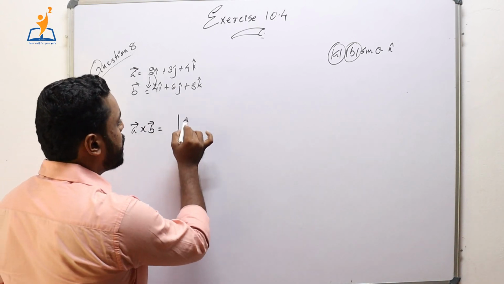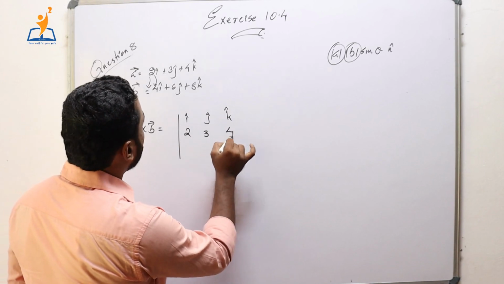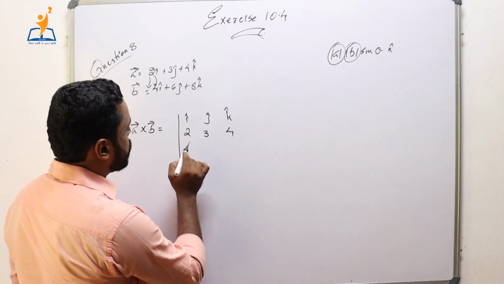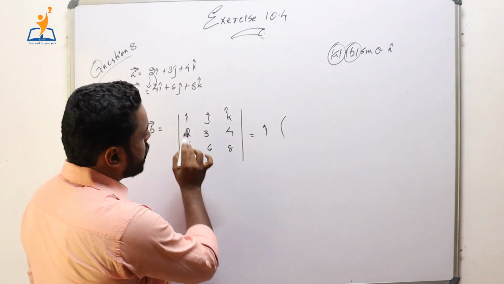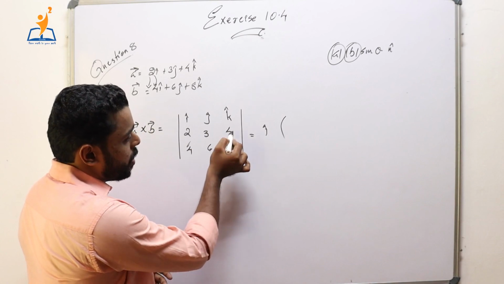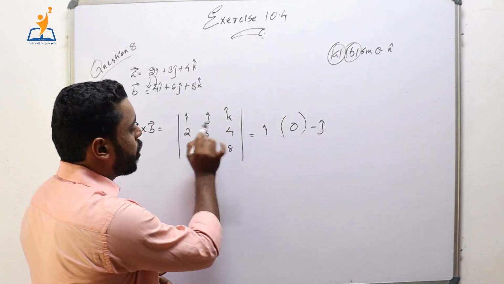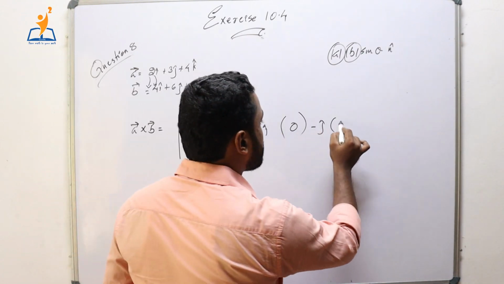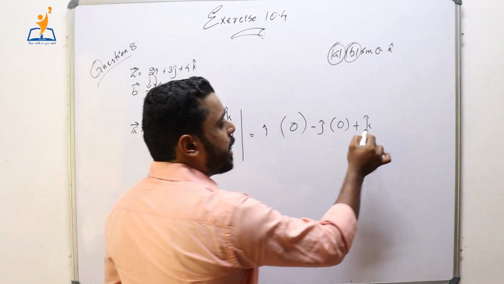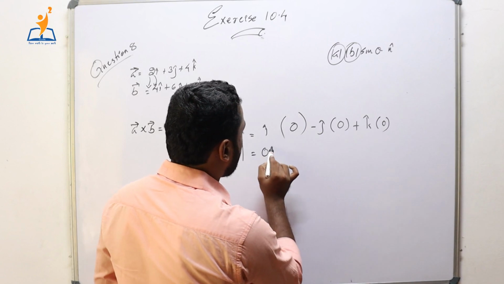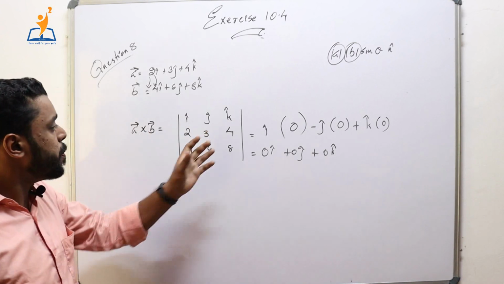We are going to find A cross B. It will become the determinant with i cap, j cap, k cap; 2, 3, 4; then next row 4, 6, 8. We can find the determinant: i cap into (8 into 3, 24, minus 6 into 4, again 24), that is 24 minus 24 equal to 0, minus j cap into (16 minus 16), again 0, plus k cap into (12 minus 12), again 0. So the answer will be 0 i cap plus 0 j cap plus 0 k cap. See, A cross B is equal to 0.